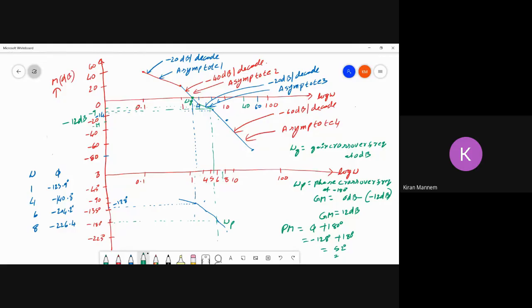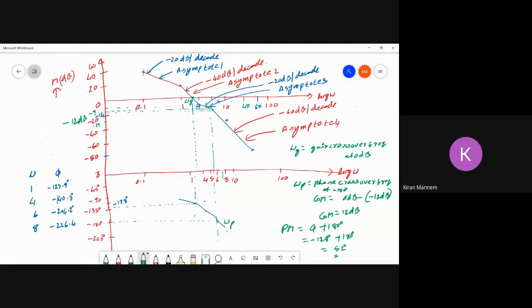So we start with the basic factor 6 pi j omega corresponding to the pole at the origin. Its log magnitude plot is the asymptote 1, a straight line having a slope of minus 20 dB per decade when passing through the point 20 log 6, which is 15.66 dB at omega equal to 1. This will be the resultant plot up to the next corner frequency, from this point to this point.